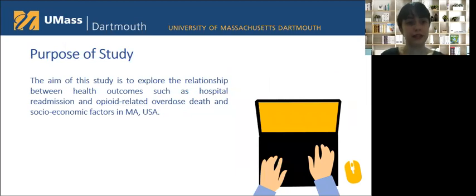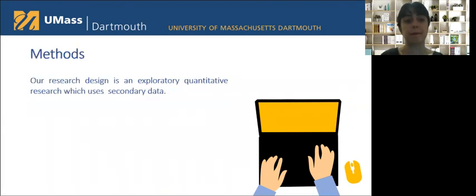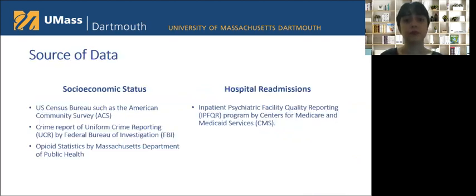The purpose of this study is to explore the relationship between health outcomes, such as hospital readmission and opioid-related overdose death, with socioeconomic factors in Massachusetts. Our research design is an exploratory quantitative research which uses secondary data. We have used several data resources.